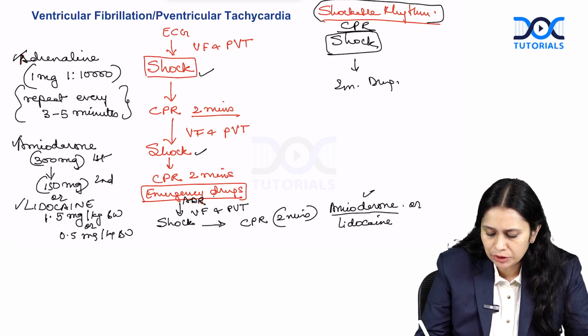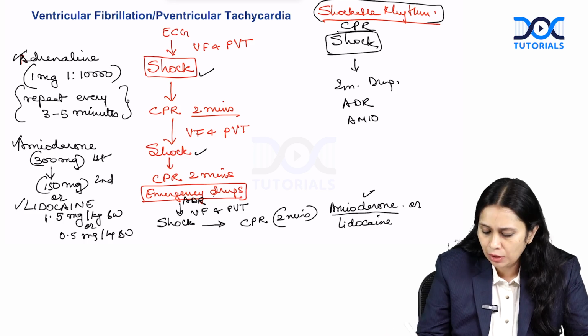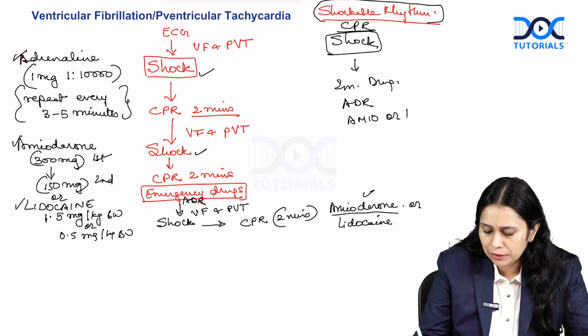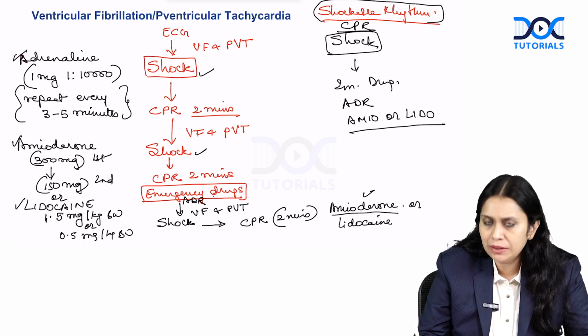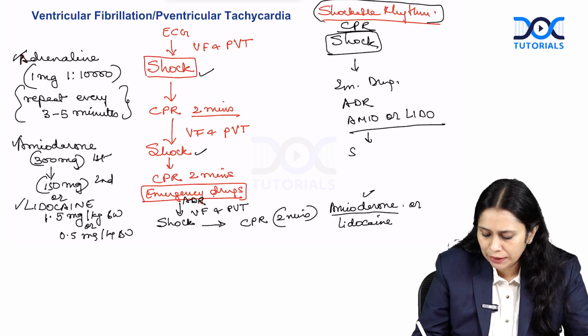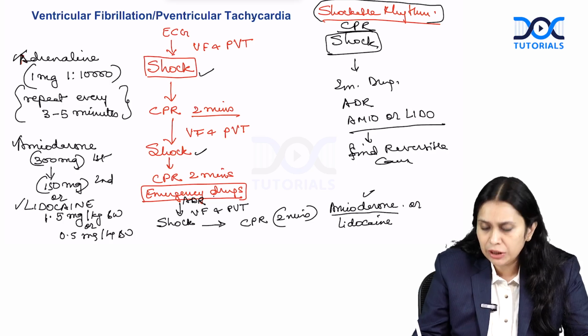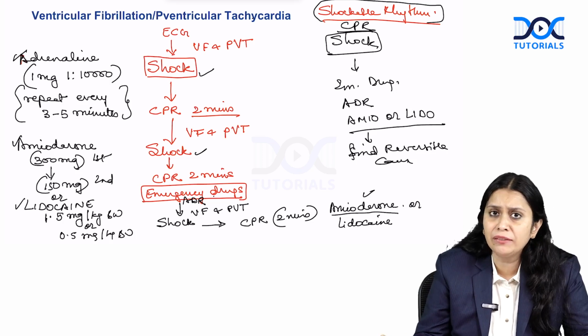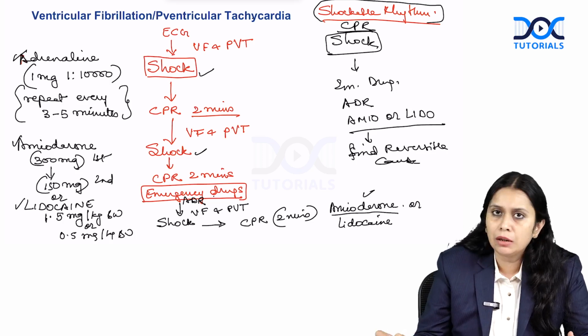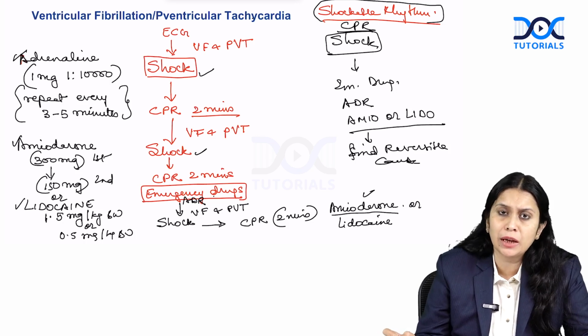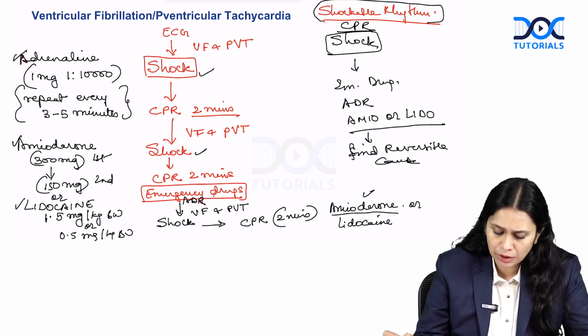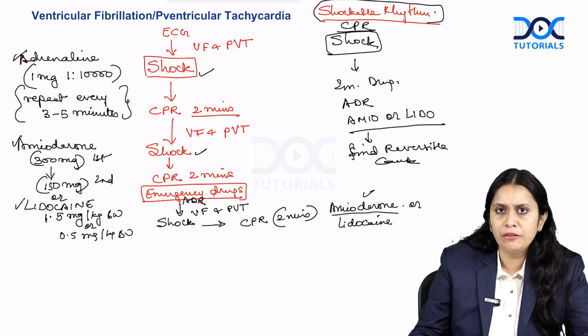There are two emergency drugs, adrenaline and amiodarone. Right, everyone? If amiodarone is not available, then I give lidocaine. And we try to find the reversible cause. We try to check for the 5 H's and 5 T's and try to reverse them, and then the possibility of conversion of cardiac arrest into sinus rhythm would become better. So this is how we manage VF and PVT.